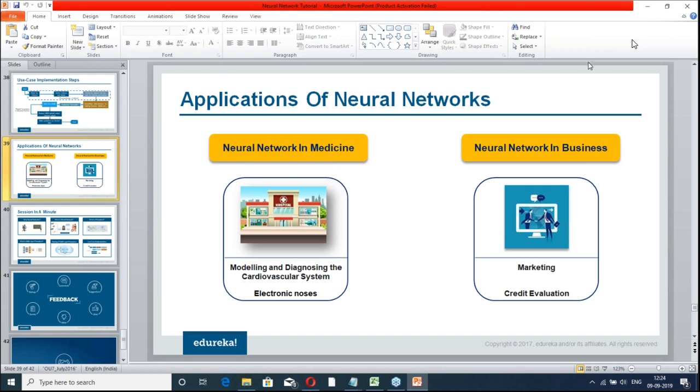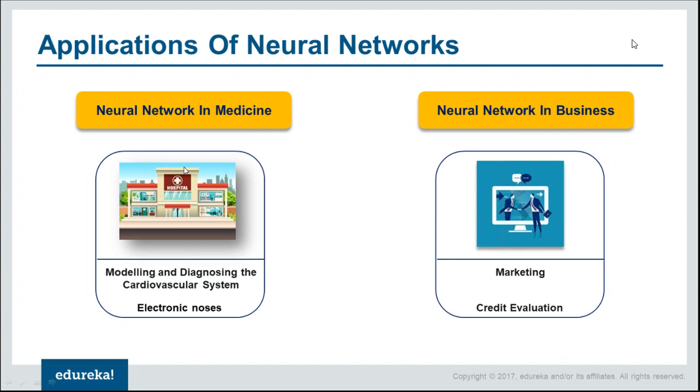So let's talk about some of the applications where it is being used. Neural networks are used in medicine nowadays as well, for modeling and diagnosing the cardiovascular system. There are a lot of diseases, and nowadays work is happening where, by interacting with human beings, they can even detect proper medicines. Not only this, they can even generate new formulas of medicines. The work is going on in this area very nicely.